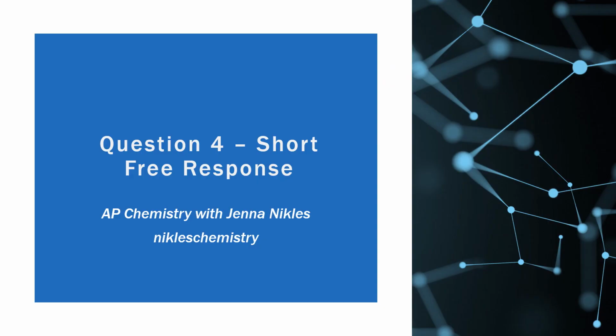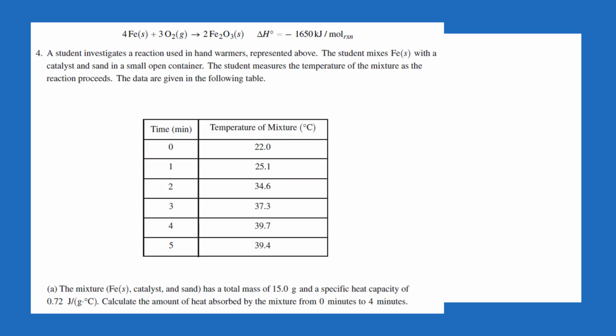This is question 4. It is the first of the short free response questions. It's worth 4 points. Okay, so a student investigates a reaction using hand warmers represented above. So this one is the iron reacting with oxygen in the air.